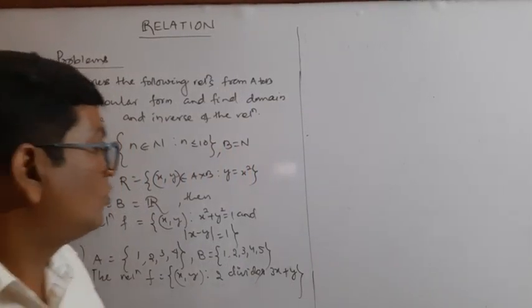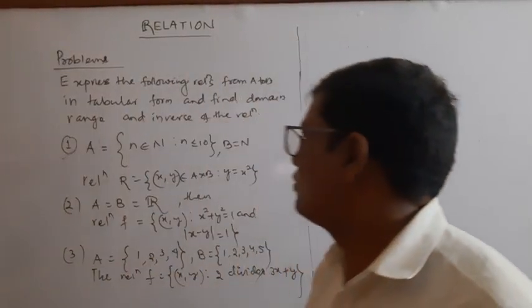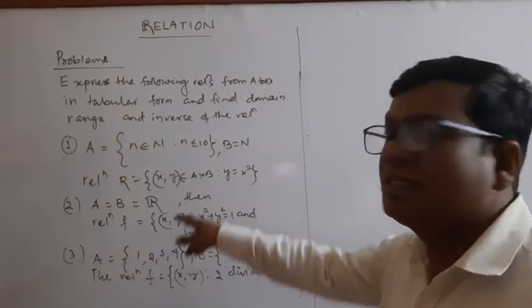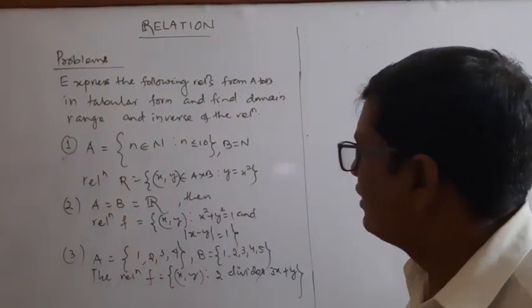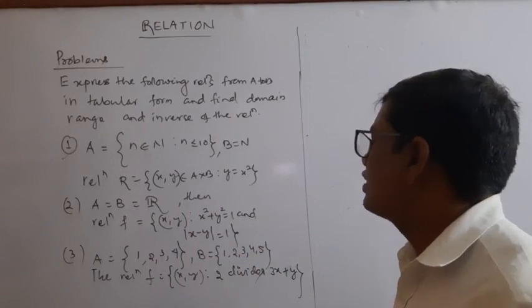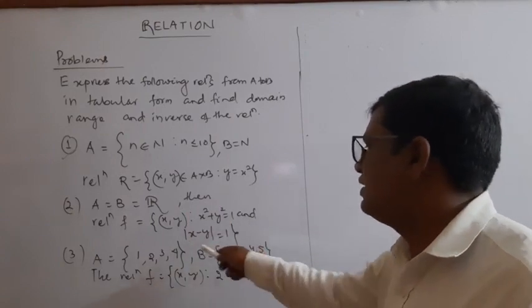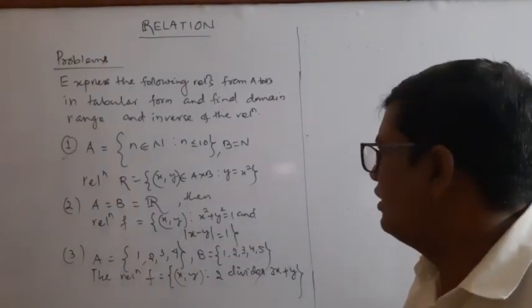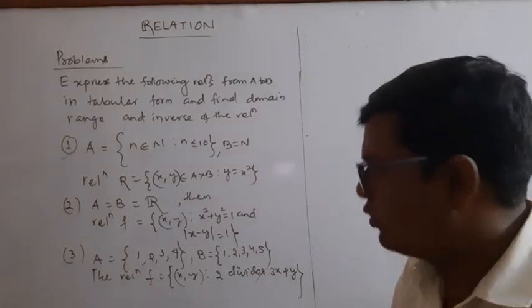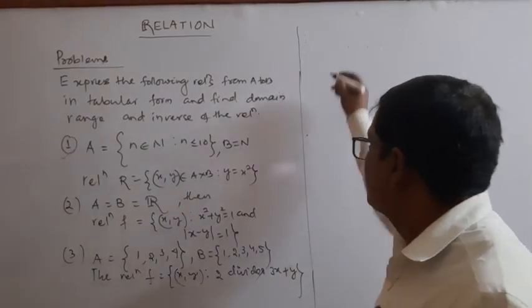Question number 2, that is what? Question number 2: A equal to B equal to R, the set of real numbers, and the relation f is equal to {(x, y) such that x square plus y square equal to 1 as well as mod of x minus y is equal to 1}. This is the question.